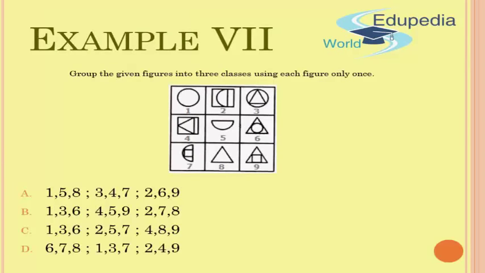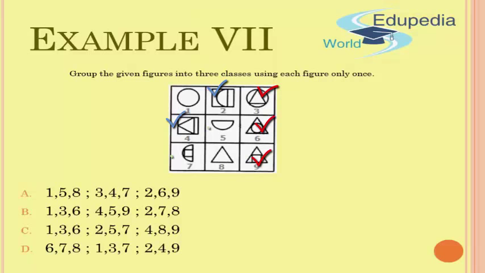In the next example, again I have a 3 by 3 grid of 9 figures, and now I have to use some logic whereby I have to group these into groups of 3 each. Upon observation I see that 6 and 9 are triangles, 2 and 4 are squares. I am talking about the outside figures.